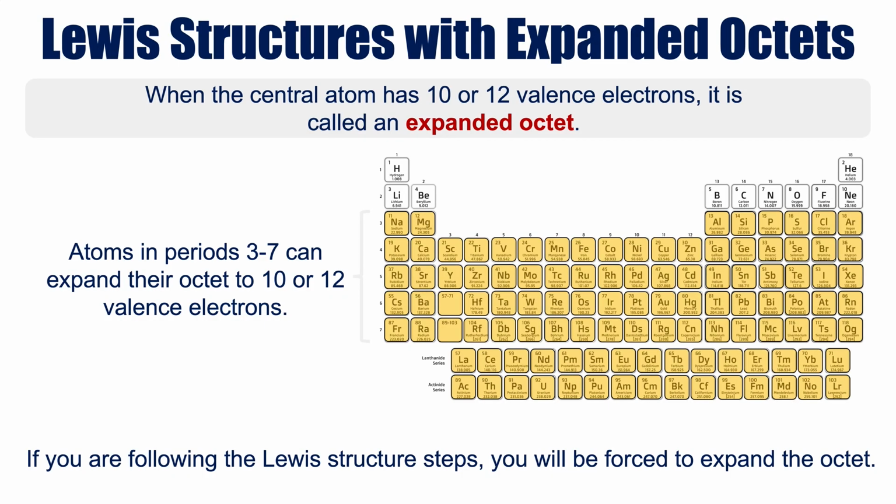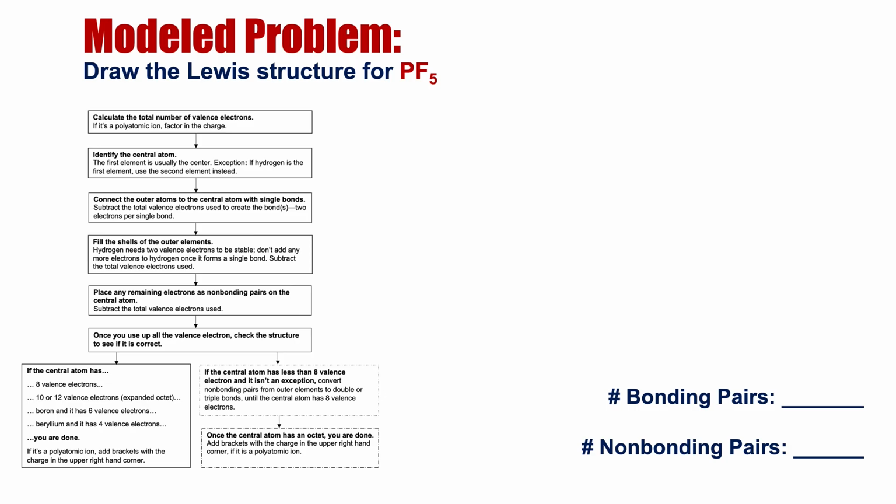Now we need to look at these exceptions where that central atom is going to have more than 8. When the central atom has 10 or 12 valence electrons, it's called an expanded octet. The elements that are in periods 3 through 7 can have an expanded octet, where that central atom ends up having 10 or 12 valence electrons. You will be forced to expand the octet by simply following the normal steps that we've used to draw a Lewis structure. So let's go through a couple examples.